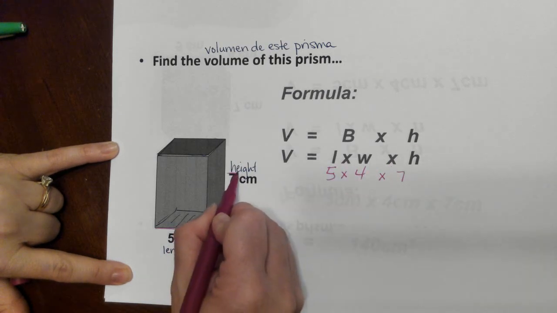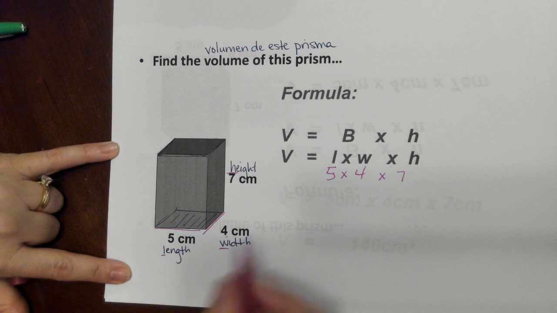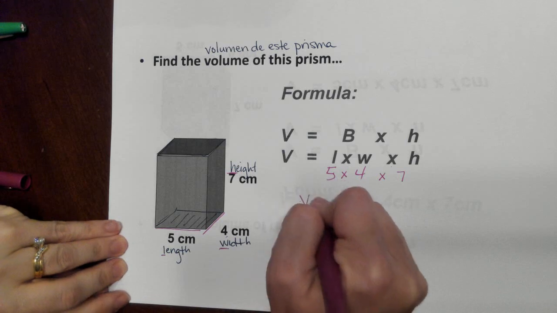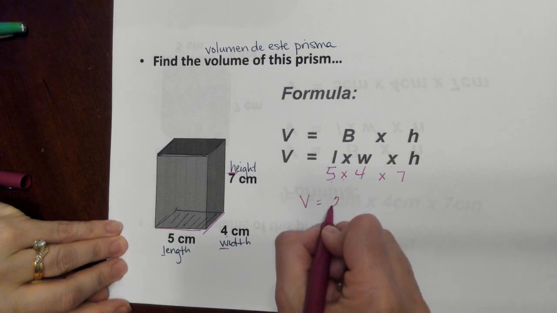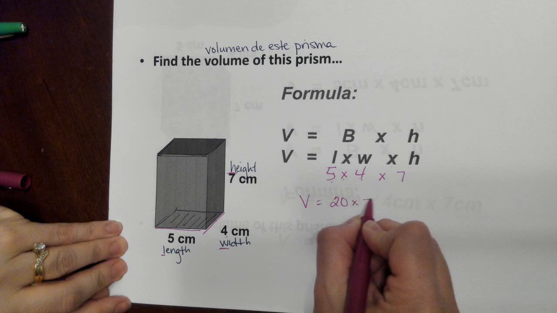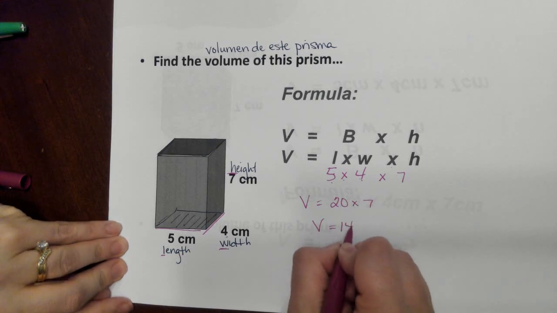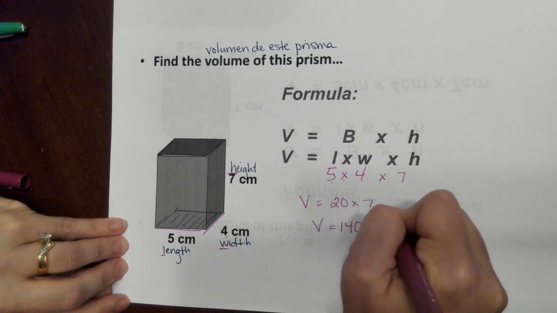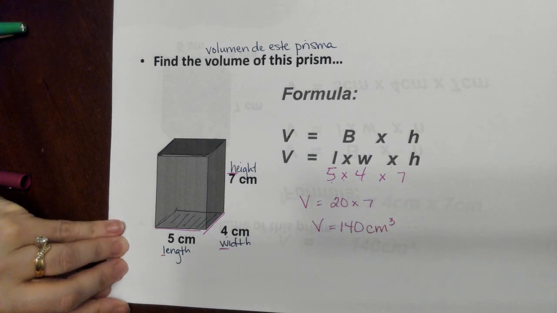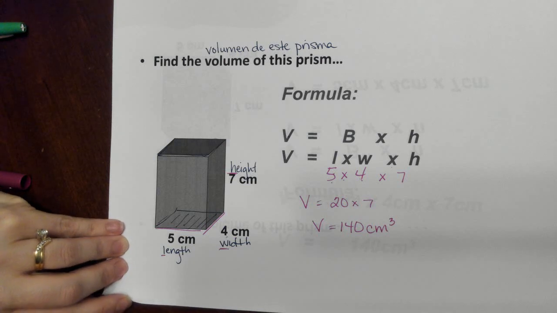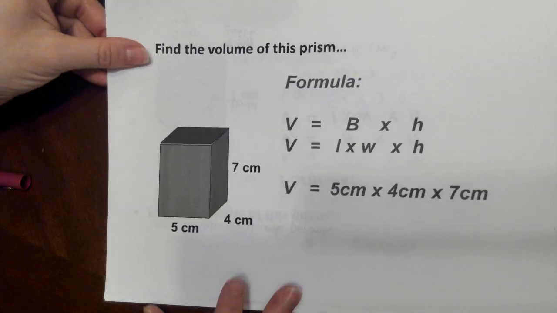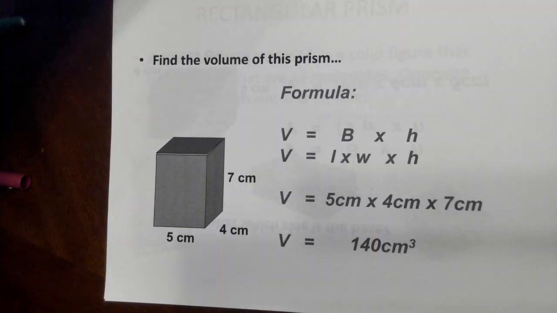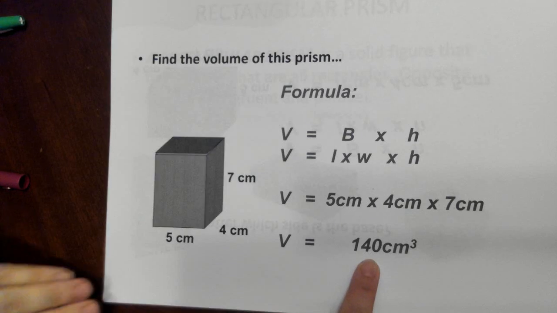Order of operations: both are multiplication, so we just work left to right. 5 times 4 is 20. 20 times 7 is 140. And our units are centimeters. And it's cubed because it's volume. So looking at how they did it, exact same way. And they came up with 140 cubic centimeters just like us.